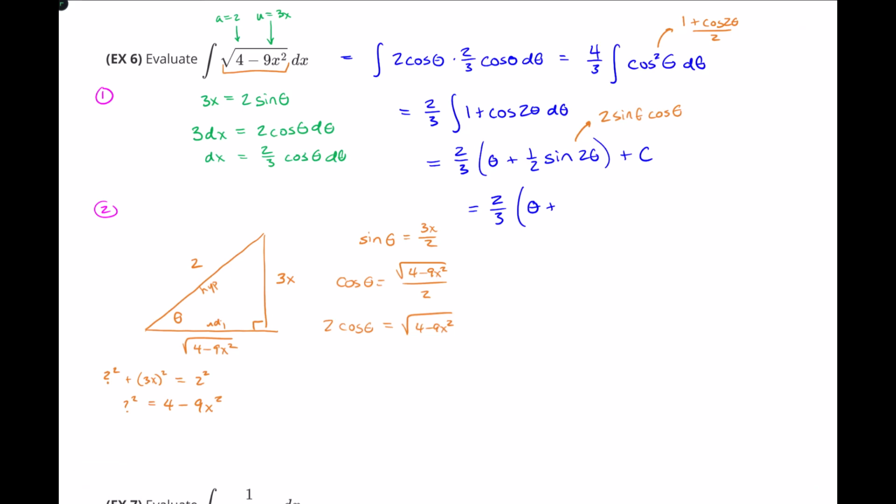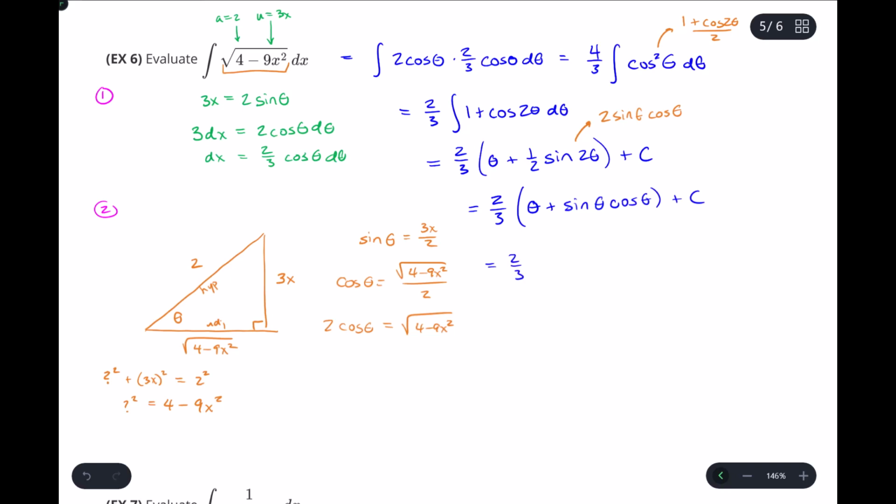If you'll notice, I have the 2's that will cancel, so this will actually just end up being theta plus sine theta times cosine theta. And now I can start going back to the original variable. So theta, I would get from this part right here, but effectively I need to solve for theta itself. So theta would be the arc sine of the other side of the equation, which is 3x over 2. So arc sine 3x over 2.